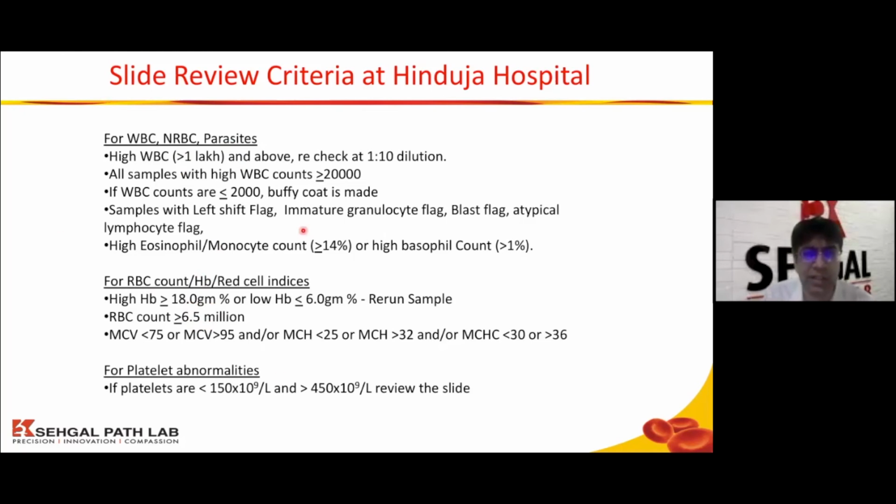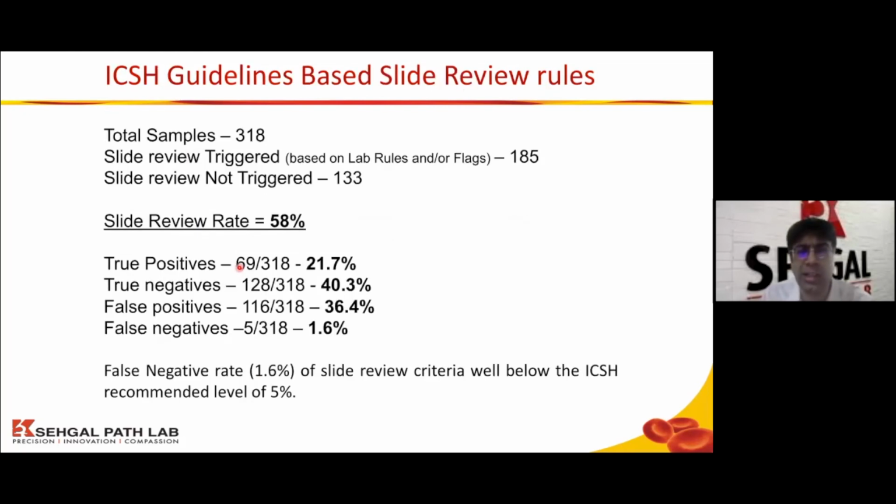And we said if these values or these flags come, we will review our smear. Based on the ICSH criteria and our lab defined criteria, we evaluated 318 samples. Unbiasedly, the slides, without seeing the CBC, were seen by 2 pathologists independently, and the CBC review rules were compared, and we created a truth table.